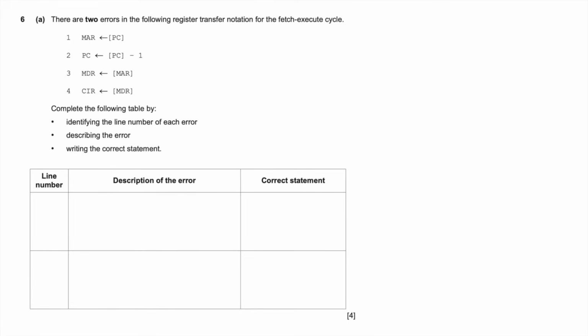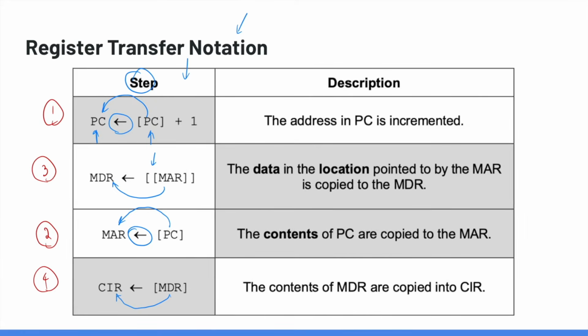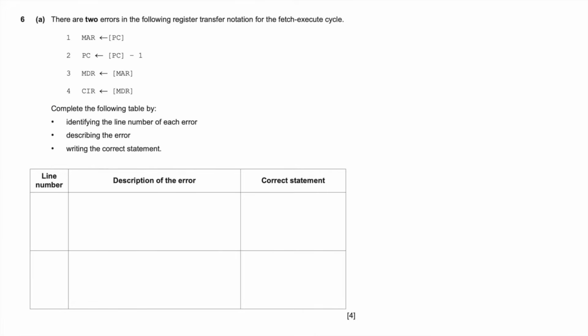So if you look at a question that would be asked in the A-level exam with regard to register transfer notation: there are 2 errors in the following register transfer notation for the fetch execute cycle. Complete the following table by identifying the line number of each error, describing the error, and writing the correct statement.